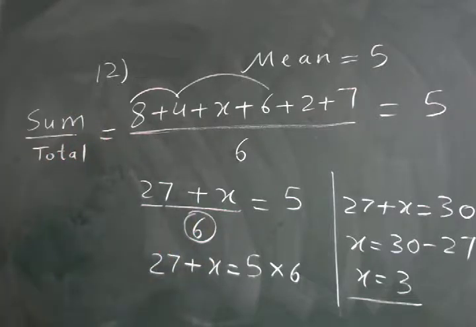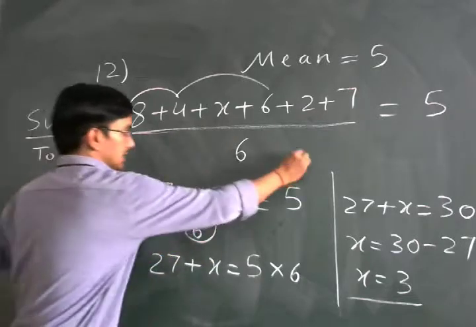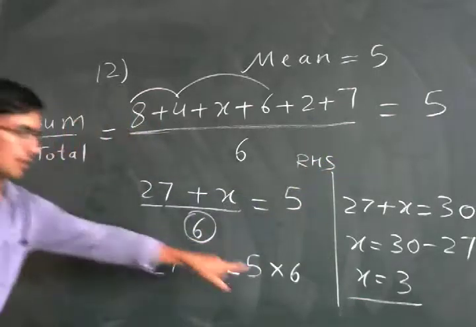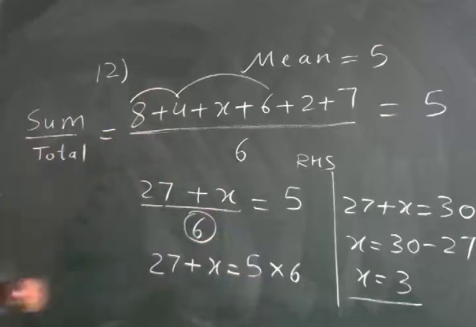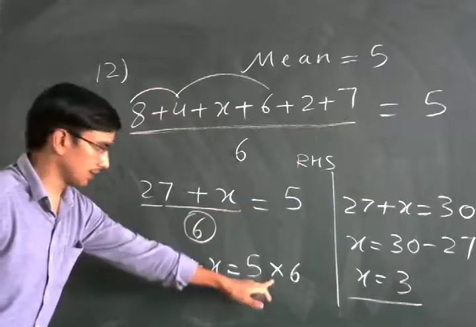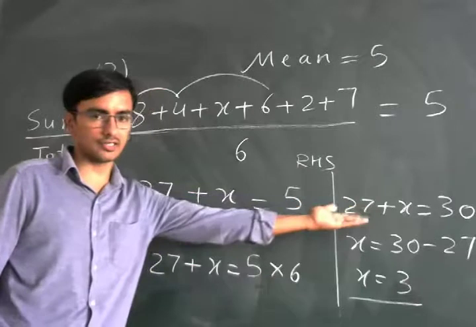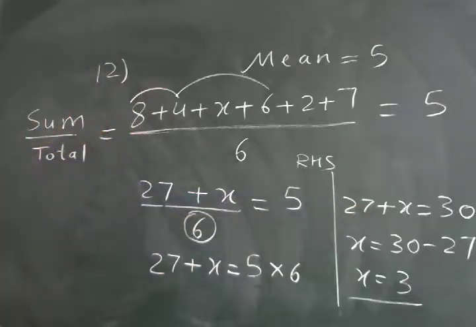Now when we transpose to the right hand side, division will become multiplication. Division becomes multiplication, so it becomes 30. Now you can see what should be x here, 3 only. Yes, sir.